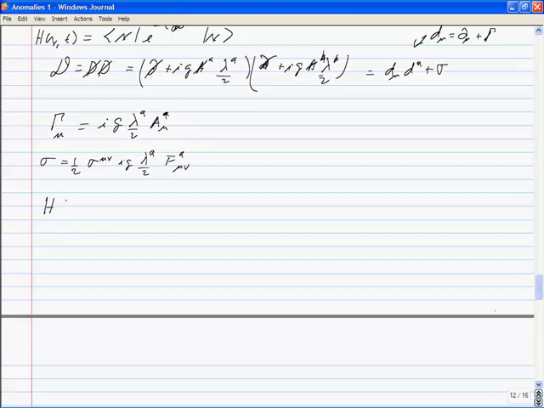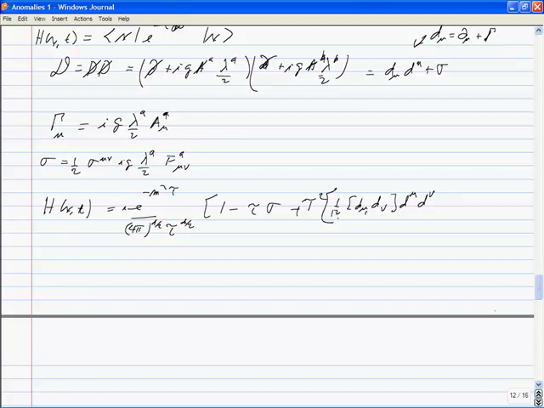We write the heat kernel, we had i e to the minus m squared tau over 4 pi to the d over 2, tau to the d over 2, 1 minus tau sigma plus tau squared times all that stuff, 1/12 D mu D nu, D mu D nu, etc.